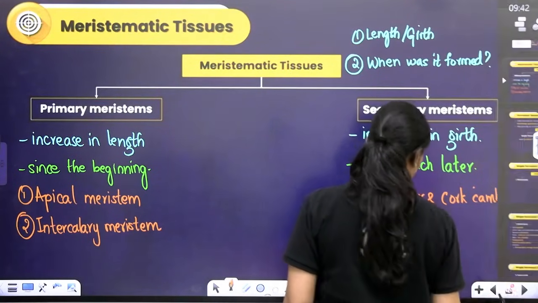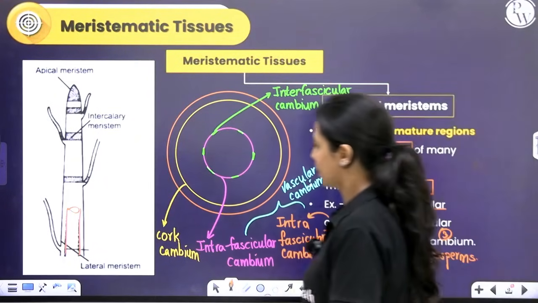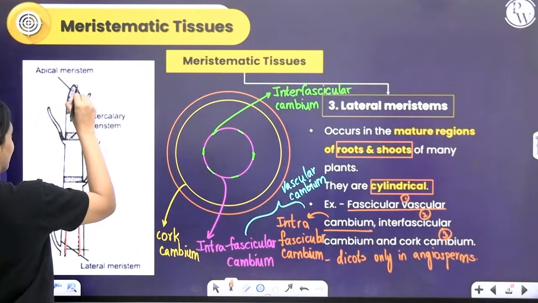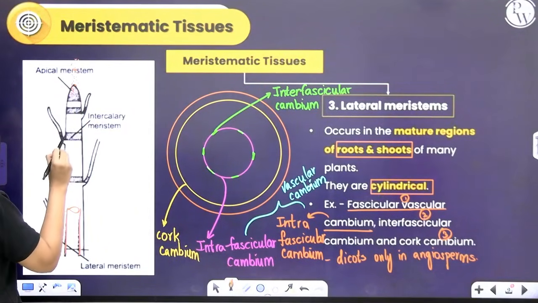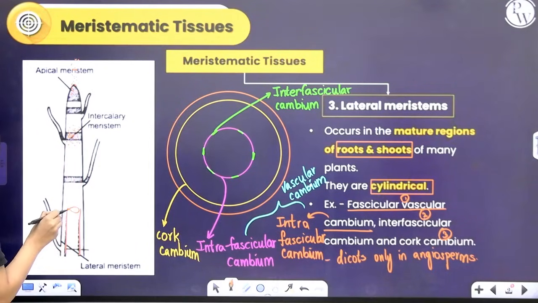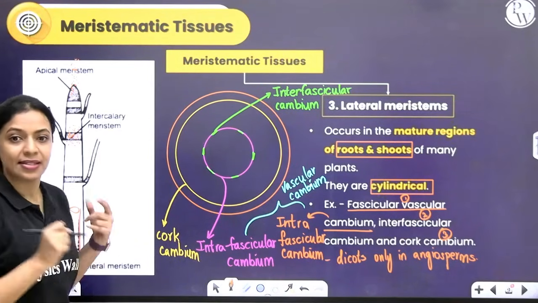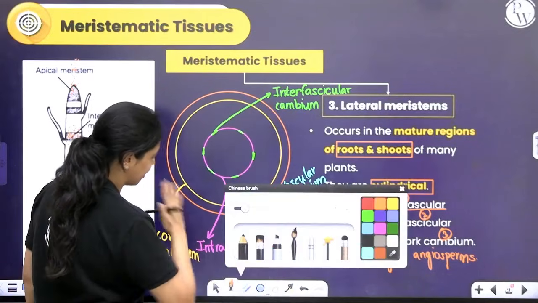Let's understand this. If you look at this, apical meristem is here. If there is cell division and more cells are forming, there will be increase in length. You have intercalary meristem here. If these are dividing and form more cells, then there will be increase in length. There are lateral meristem or cambium present here. How these cambial cells divide, I will tell you, they will divide in this plane.